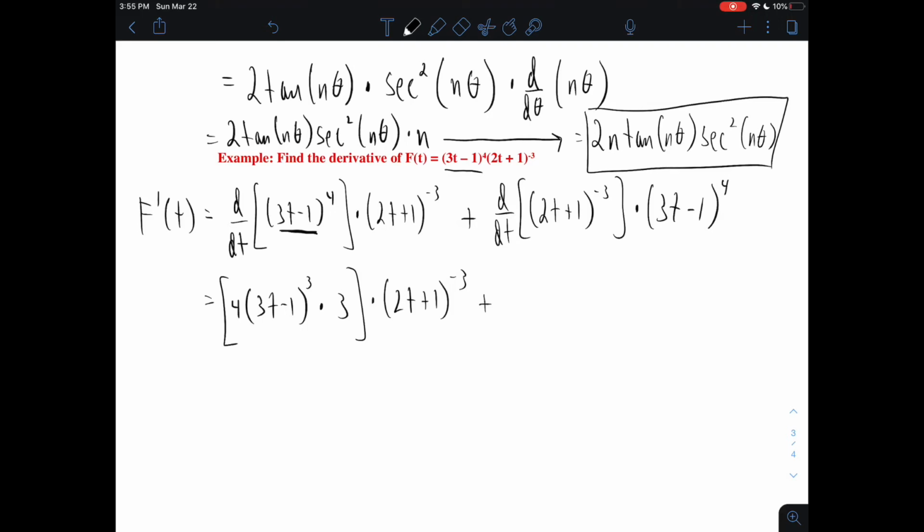And then with the rest of what we have, the derivative with respect to t of 2t plus 1 to the negative 3 power. Again, that power, negative 3, would drop down. And then I would have 2t plus 1 raised to the negative 4, because negative 3 minus 1 is negative 4. And then multiply by the derivative of 2t plus 1, which is 2. And then that's being multiplied by 3t minus 1 raised to the fourth.